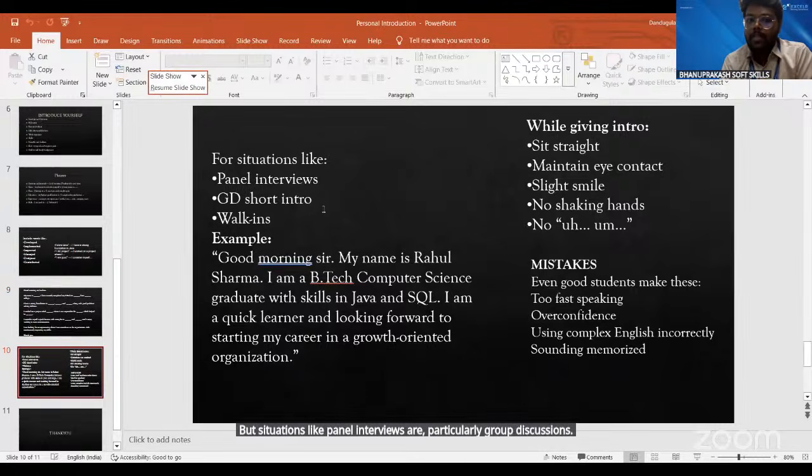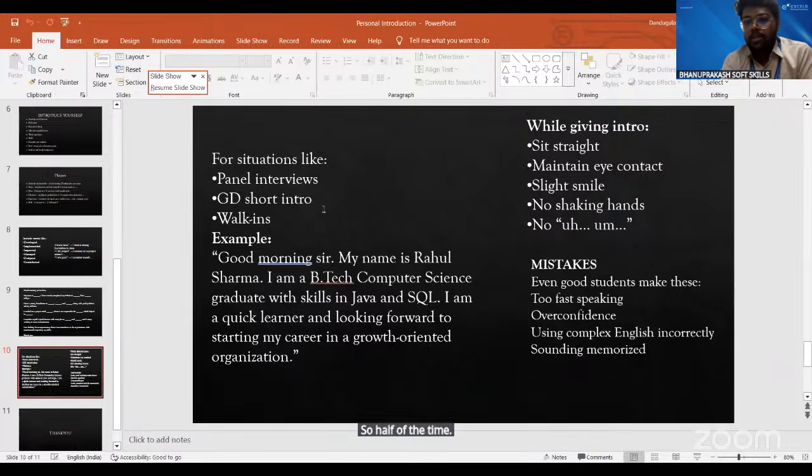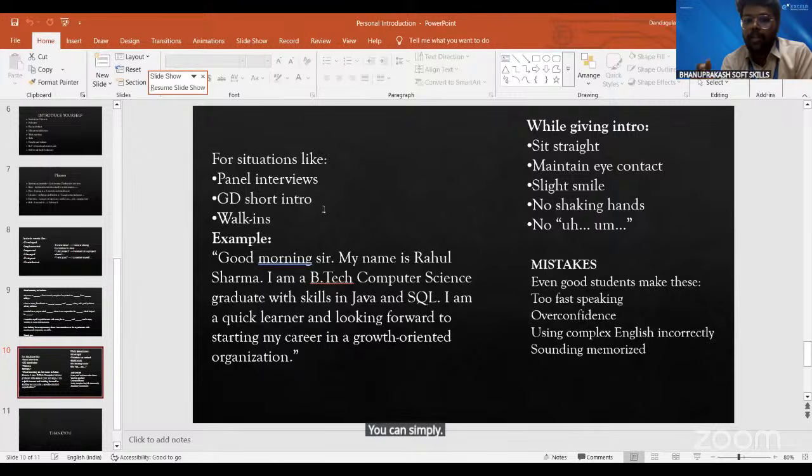And next, for situations like panel interviews or particularly group discussions. In group discussions, if everyone gives a 1 minute introduction about themselves, with 10 or 15 members, half of the time will go to introductions only. So during such situations, you don't need to go into detail about the introduction. You can simply give a short introduction about yourself.